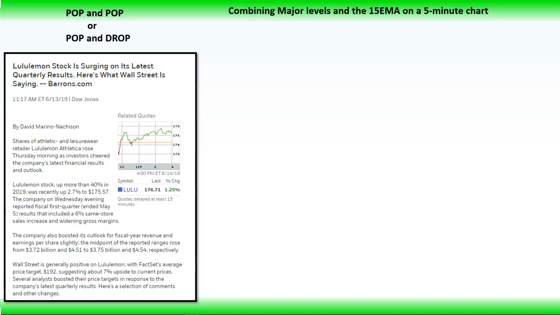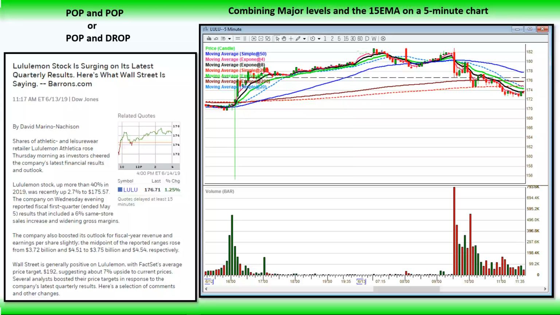So Lululemon had amazing earnings. Yeah, really good earnings. The company boosted its outlook for the fiscal year. Revenue, earnings. How many of you read this stuff? Their price target was raised by many analysts. Let's not use this to trade the stock, okay? I never ever look at any of that. I just look at the price action in the morning and find you the best level.